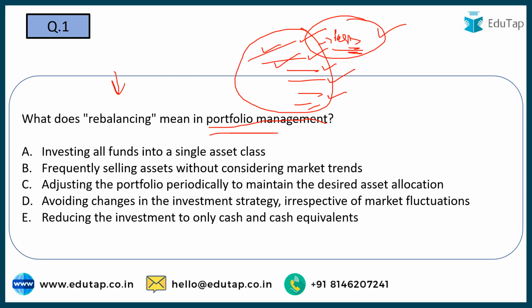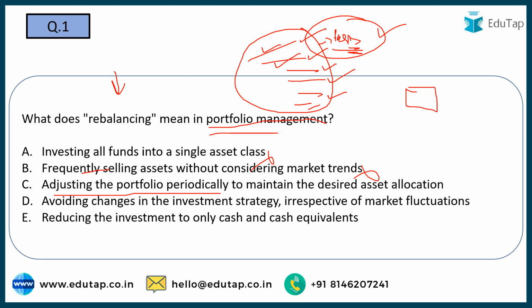Is it investing all funds into a single asset class? Horribly incorrect, because if you invest in just one particular asset, definitely that will be risky. Frequently selling assets without considering market trends? No, because you do not sell that frequently. Yes, you can sell one particular asset after keeping it for 5 years or 10 years, right? But you don't sell too frequently, and this is not the meaning of rebalancing.